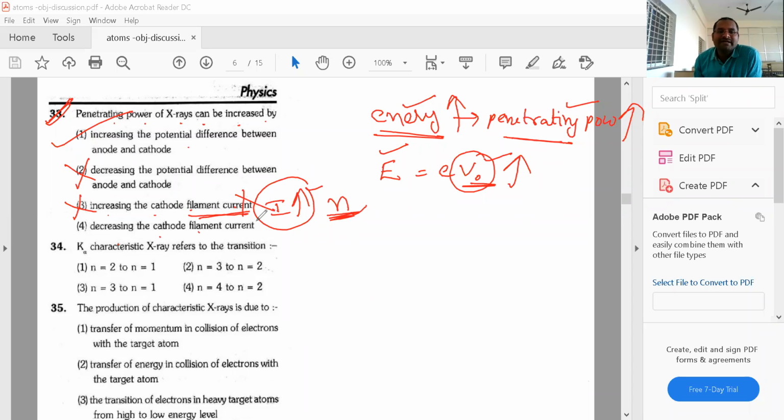Decreasing the cathode filament current, it is also wrong. Option 1 is the right answer. These are just subjective points. You need to remember all these points. Clear?